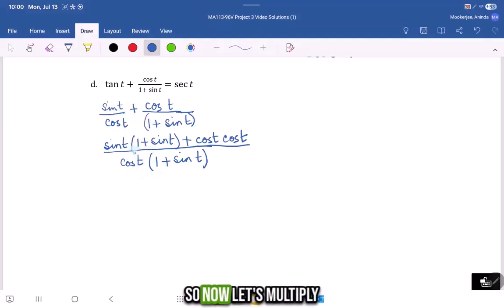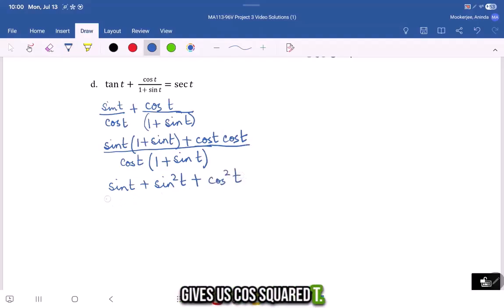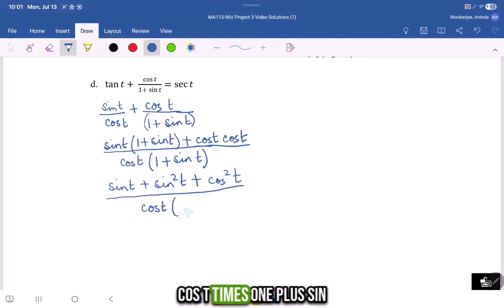All right. So now let's multiply sine t with 1 plus sine t. In other words, we will be distributing sine t to the terms within the brackets. We'll end up with sine t plus sine squared t. And then we have on the other side of the plus sign cos squared t. Cos t multiplied by cos t gives us cos squared t. And then in the denominator, we have cos t times 1 plus sine t within brackets.